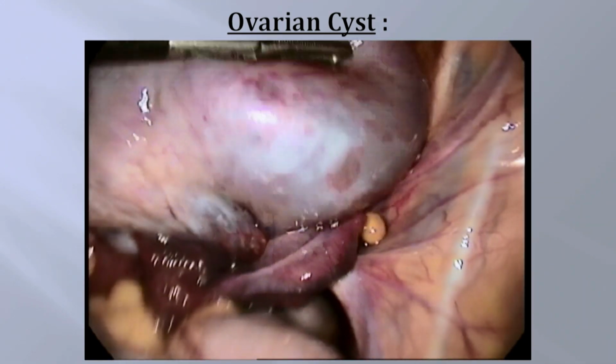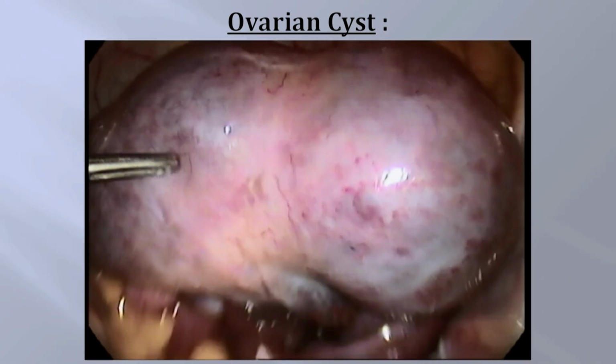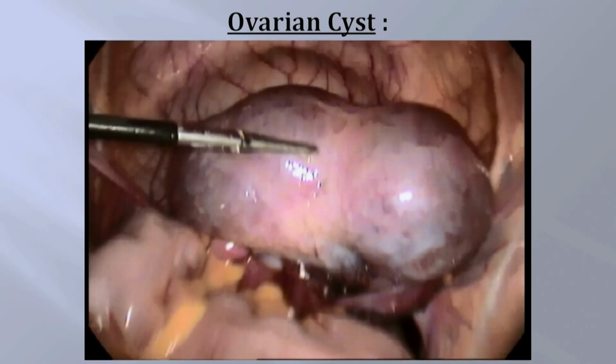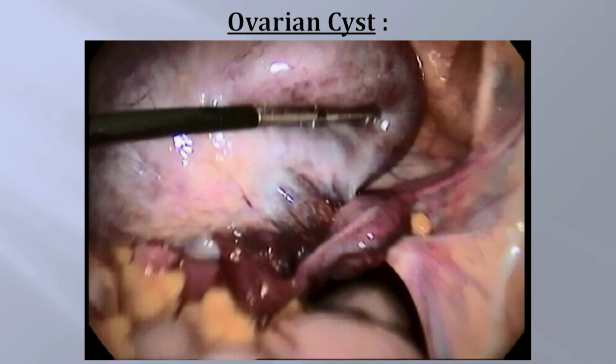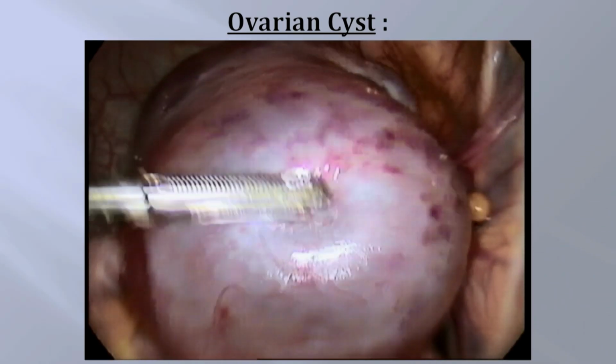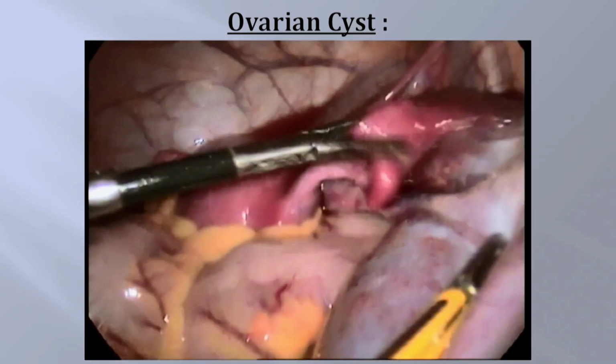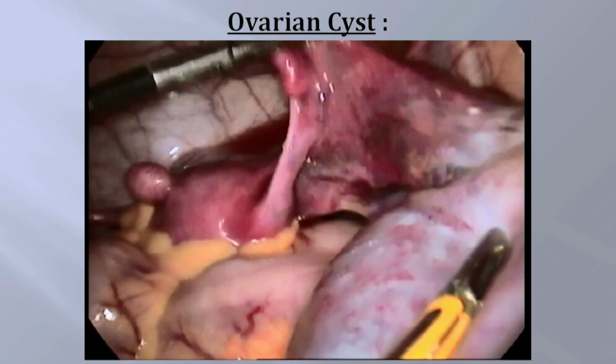This is another large cyst. Cystectomy is being performed here. You can see the torsion, detorsion is done. You need to be very vigilant during such cases, because I think we are doing maximum cases under spinal anesthesia.